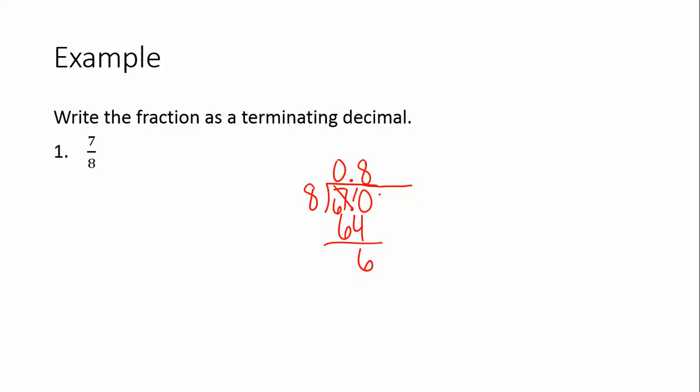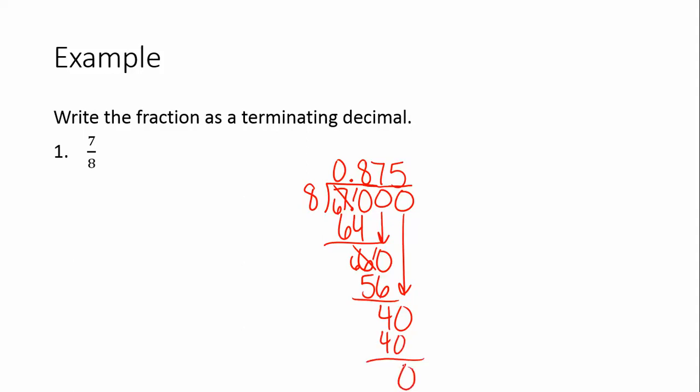Because this is a terminating decimal, we need to continue adding zeros until the decimal actually terminates, which means we'll have a remainder of 0. 8 goes into 60, 7 times. 8 times 7 is 56. When we subtract, we get a remainder of 4, so we need to bring down another 0. 8 goes into 40 5 times. 8 times 5 is 40 with the remainder of 0. Once you have the remainder of 0, then we've written the fraction as a terminating decimal, 0.875.